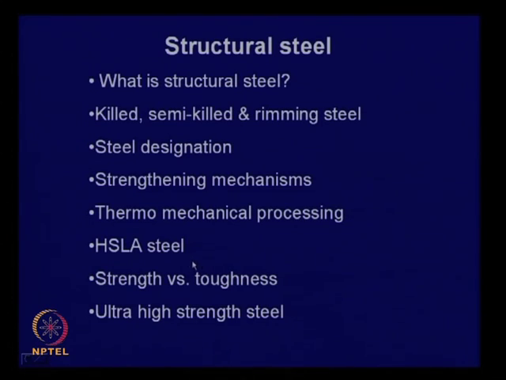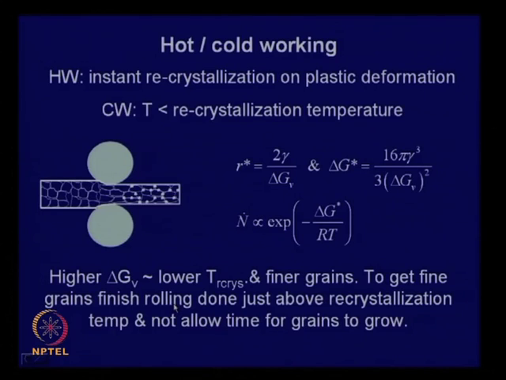We will also look a little bit again at the strength toughness relationship, and we will talk about a few ultra high strength steels which can be produced by controlling thermomechanical processing. That means we are not necessarily considering alloy steel. Even in plain carbon steel you can get ultra high strength by controlling composition and processing. We will see how.